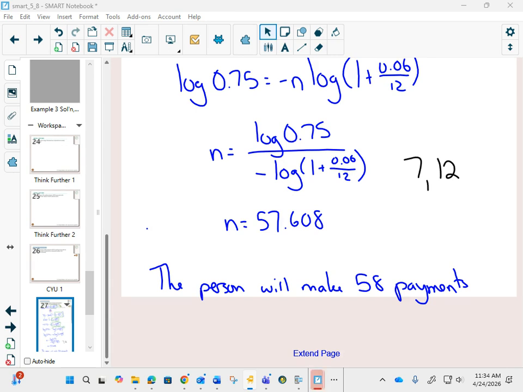The next exponential example that we're going to go through here.